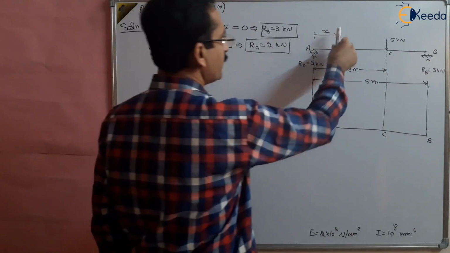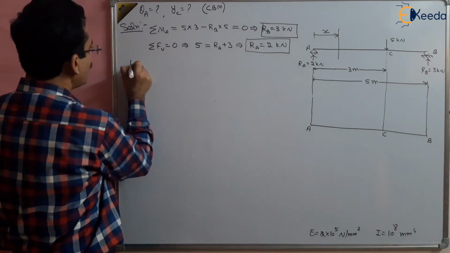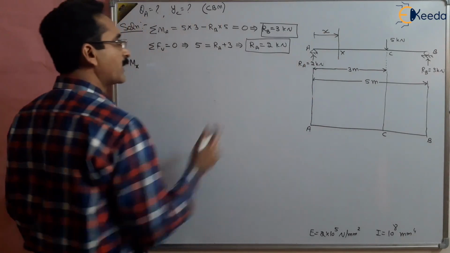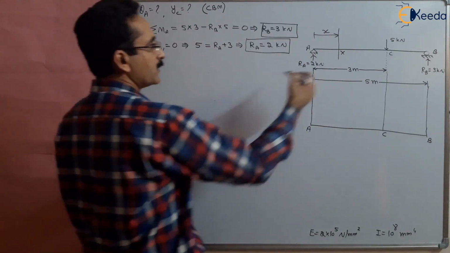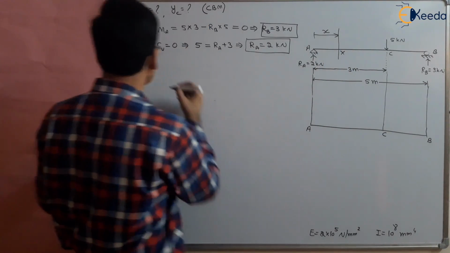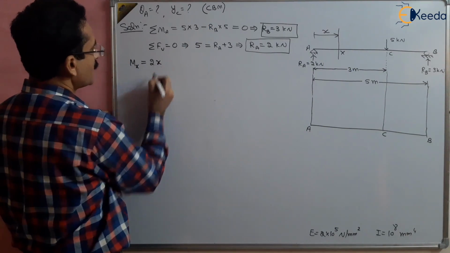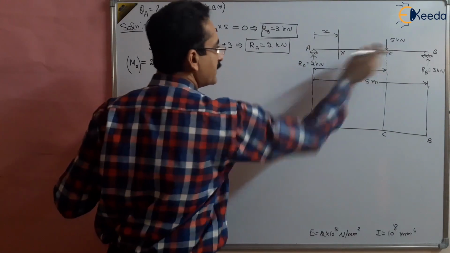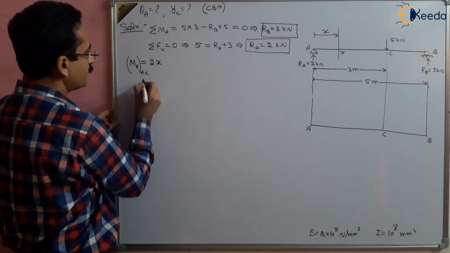Now take the section between A and C and find out the moment Mx at a certain point x. The moment about x will be equal to the moment of this force about x, so 2 multiplied by x. This is 2x, and this is valid between A and C.